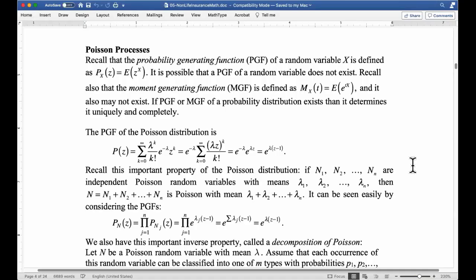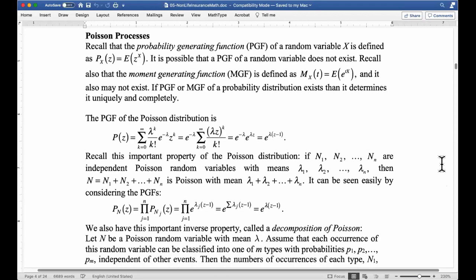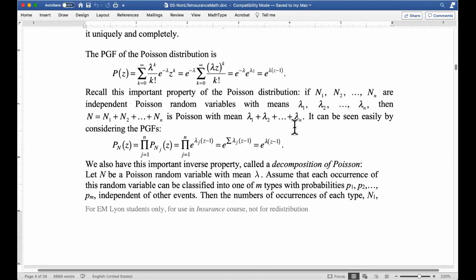So I'm going to come back to my regular notes, and the probability generating function of the Poisson distribution. So I probably should remind you what a probability generating function, or PGF, is. And I'll just write this in just a moment.